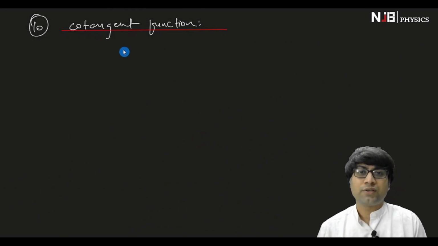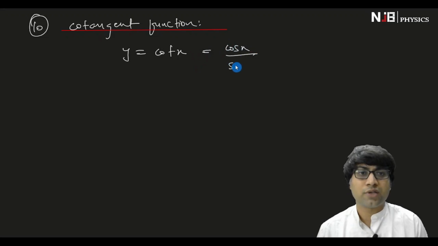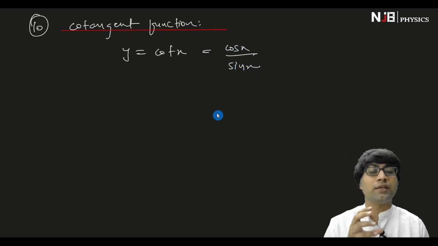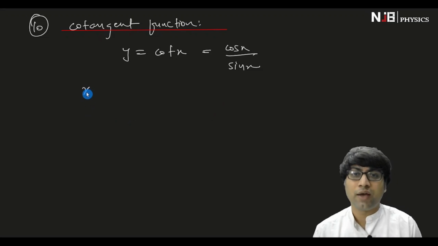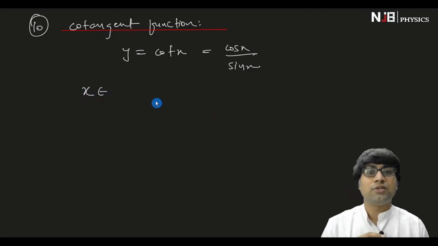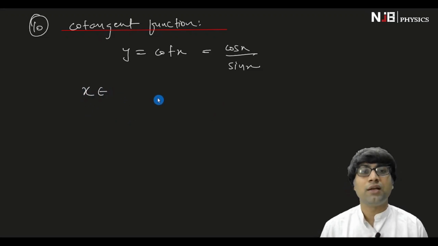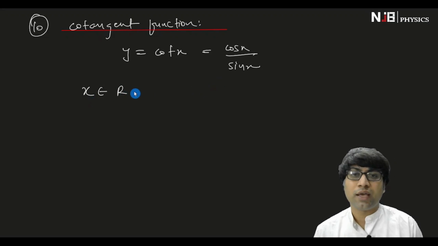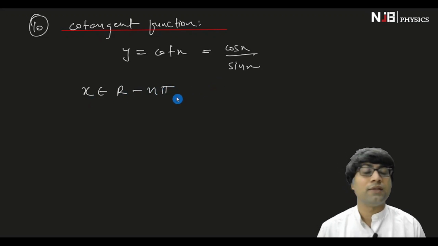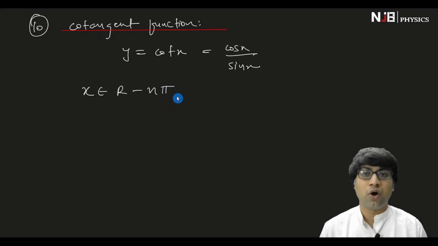So the cotangent function is y equal to cot x, which is nothing but equal to cos x divided by sine of x. We'll talk about its domain first, that is all values that x can take. We can see that it is going to take any real number except those numbers where sine x is going to be equal to 0. And we know those values. So the domain is going to be R minus n times pi, and this n is an integer, positive, negative, or 0.